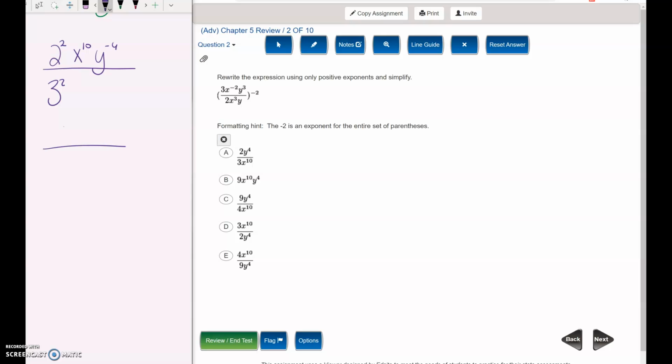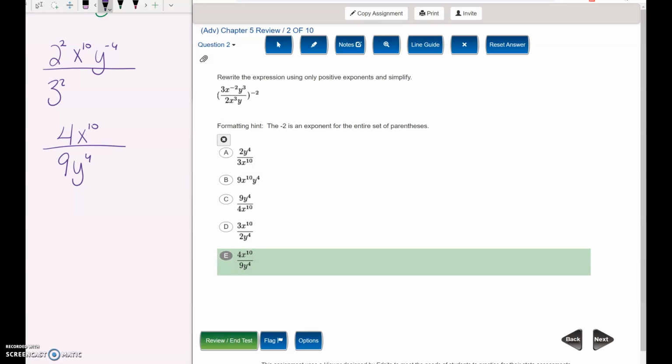So on the top, 2 squared is 4. We have x to the 10th. On the bottom, 3 squared is 9. And that y to the 4th moves to the bottom. And that helps you to find your answer.